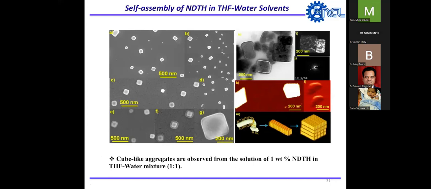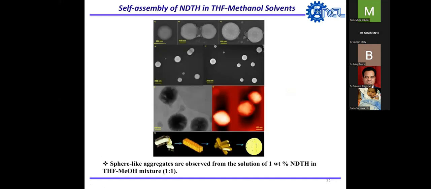Then we changed the solvent system, meaning we wanted to change the polarity of the solvents. With THF water combinations in a 1:1 ratio, we observe cube-like structures. These are the typical SEM, TEM and AFM images, where you can see it forms cubes when you change the polarity. Another typical example is THF methanol. When you change the solvent from THF water to THF methanol, the morphology changes. In combination with the THF methanol solvent system, we observed sphere-like aggregates.